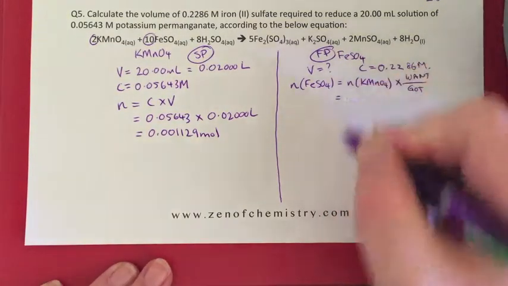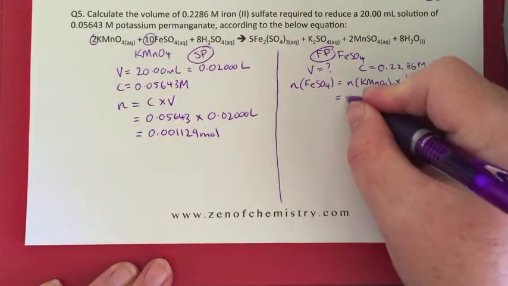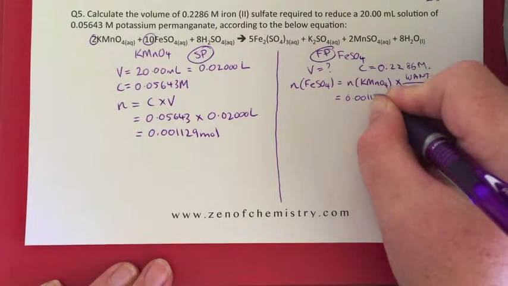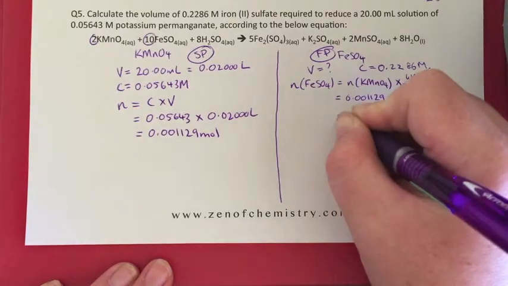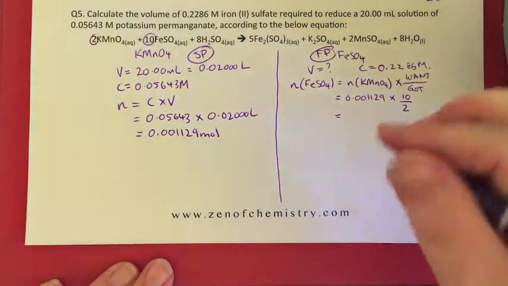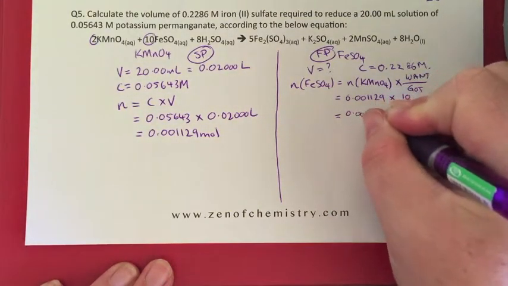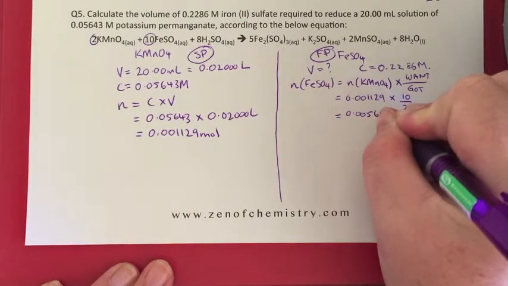So we've got N equals 0.001129 times by 10 divided by 2. Put that in the calculator and we get 0.00563 mole.